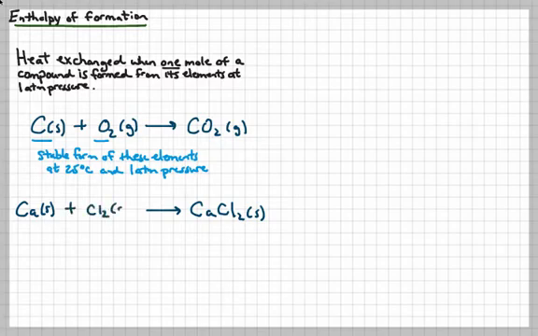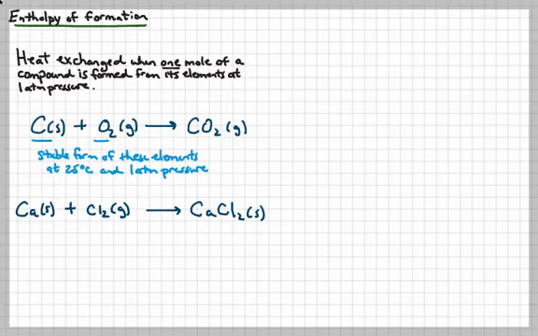Chlorine at 1 atmosphere and 25 degrees would be Cl2 gas, and that is the pure stable form of chlorine under those conditions. Now, the formation shown here is already balanced. Calcium solid plus Cl2 gas forms calcium chloride solid, and we don't have to do anything else to balance this equation. But this represents the formation of calcium chloride from its elements, calcium and chlorine.